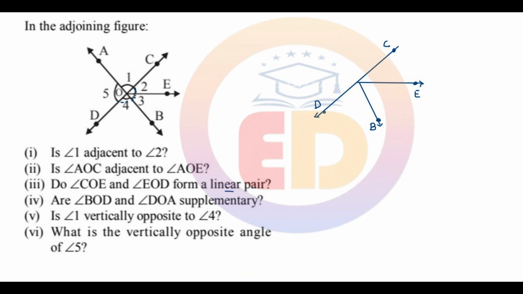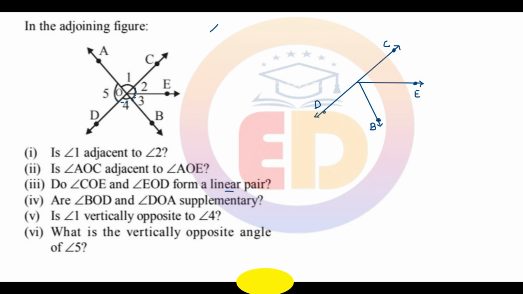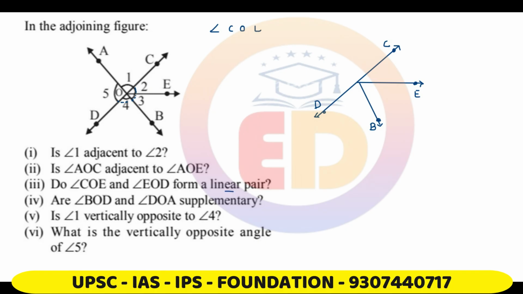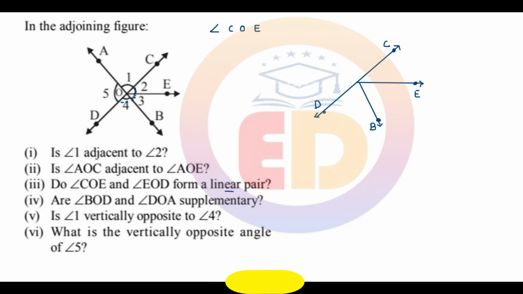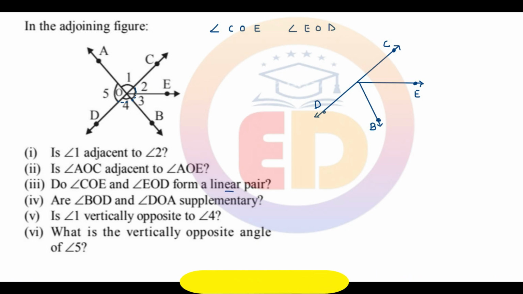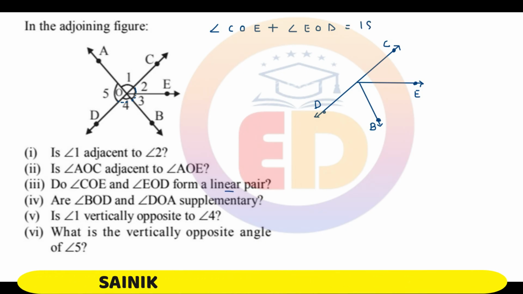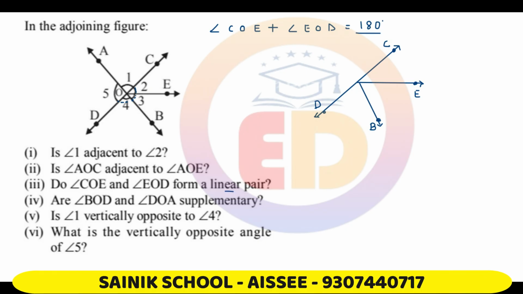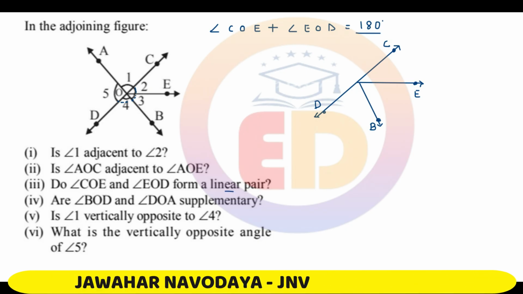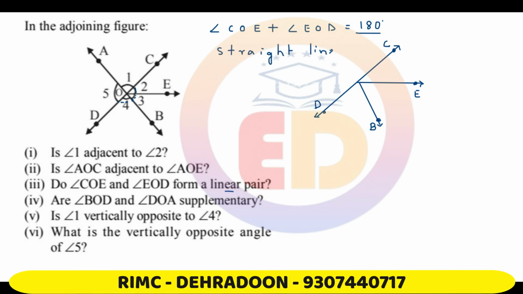So according to the question, they are asking that if angle COE and angle EOD are they supplementary? Supplementary means is their sum 180? Let us check. If their sum is 180, then they should be the angles on a straight line, or they should form a linear pair.